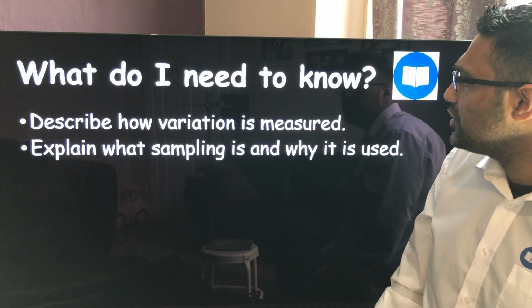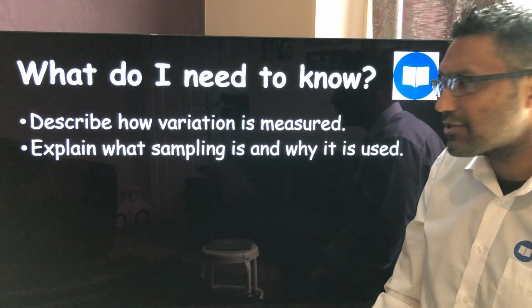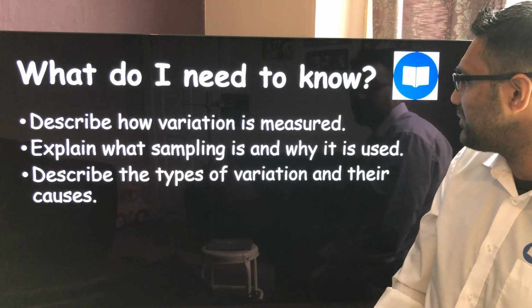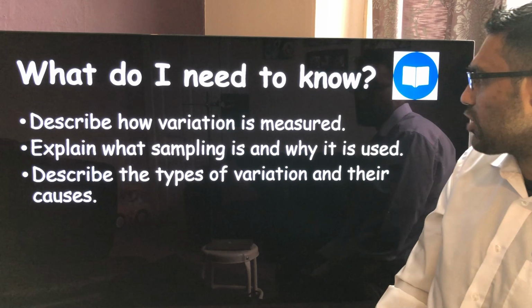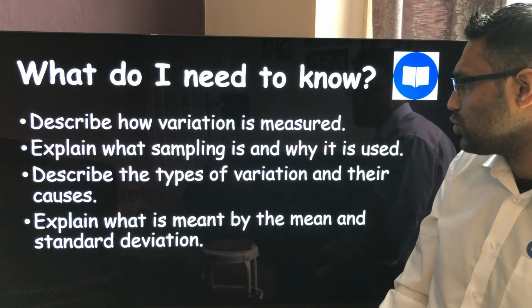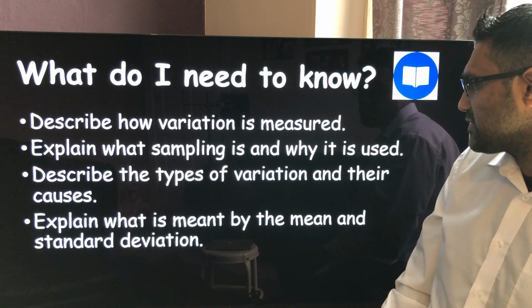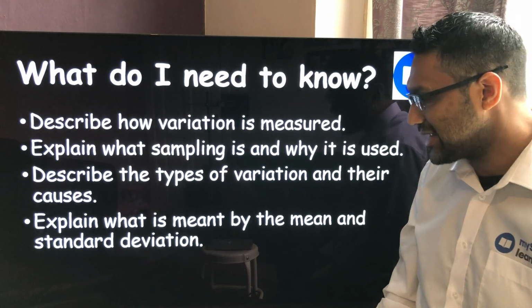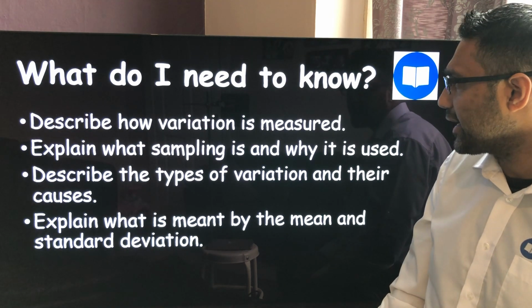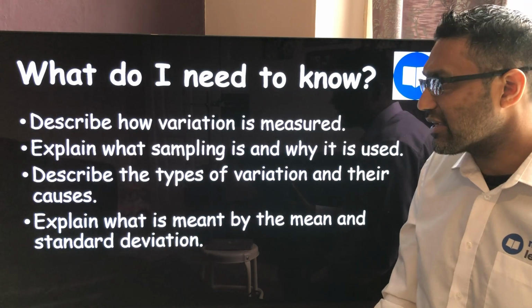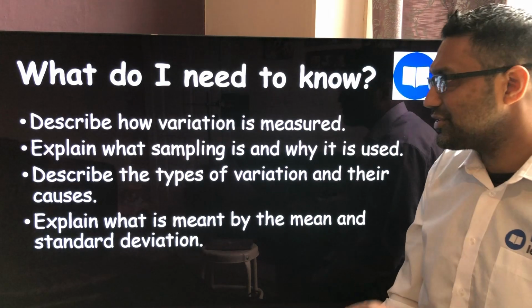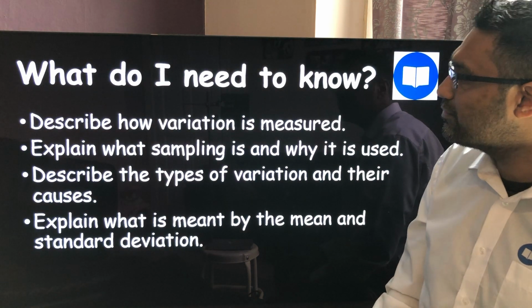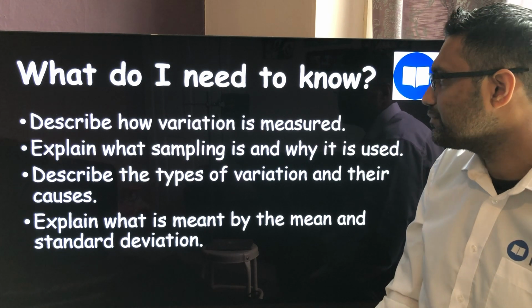So what do I need to know? You need to describe how variation is measured, explain what sampling is and why it's used, describe the types of variation and their causes, and explain what is meant by mean and the standard deviation. There's quite a lot to get through, so I'm going to whiz through this fast because most of it is really straightforward GCSE stuff.